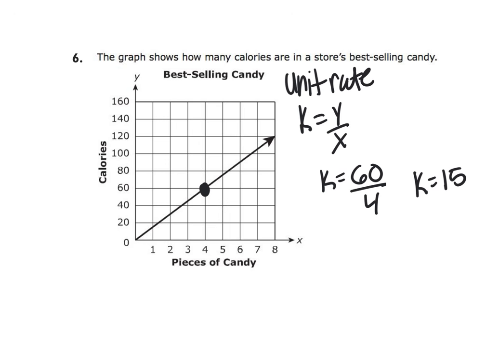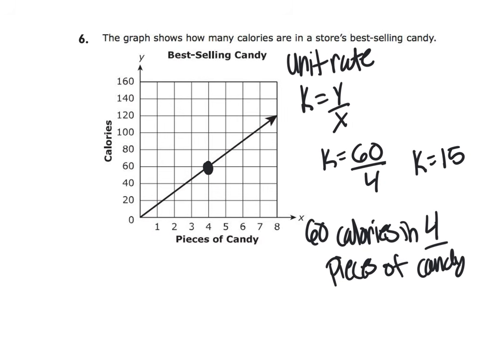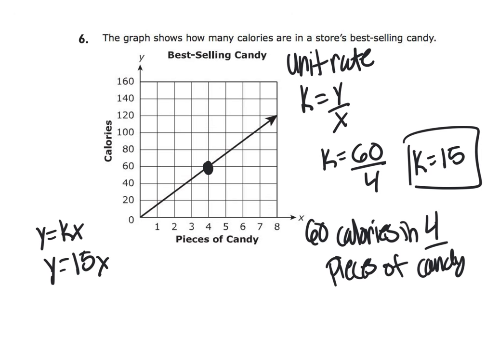The second part of the question says there are 60 calories in 4 pieces of candy. And then we added the question, what equation represents the relationship found between the calories and the pieces of candy? So remember, it's Y equals K times X. We said our K was 15, so my 15 is going to replace my K, so Y equals 15X would be your equation.